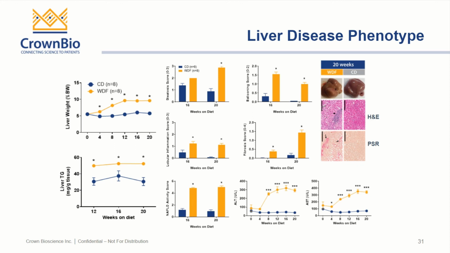The parameters of the NAS score, including steatosis, hepatocyte ballooning, and lobular inflammation, are significantly accentuated by feeding a Western diet within as little as 16 weeks. The MS-NASH mouse also begins to exhibit signs of fibrosis as early as 16 weeks on diet. This is accompanied by increased amounts of non-invasive serum markers of liver disease.